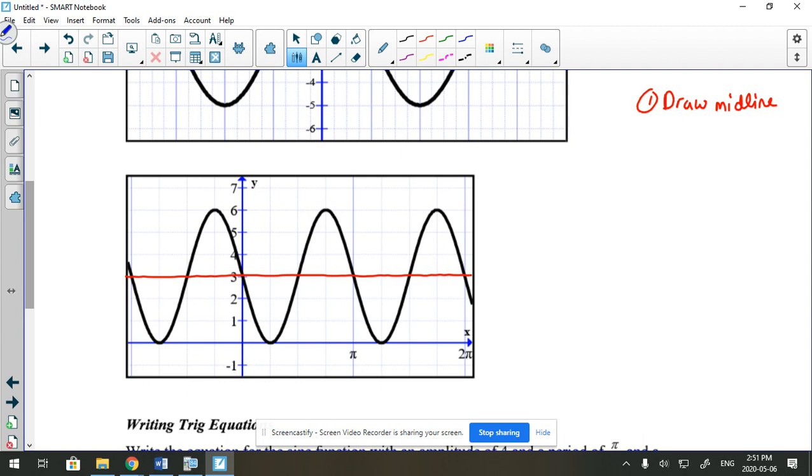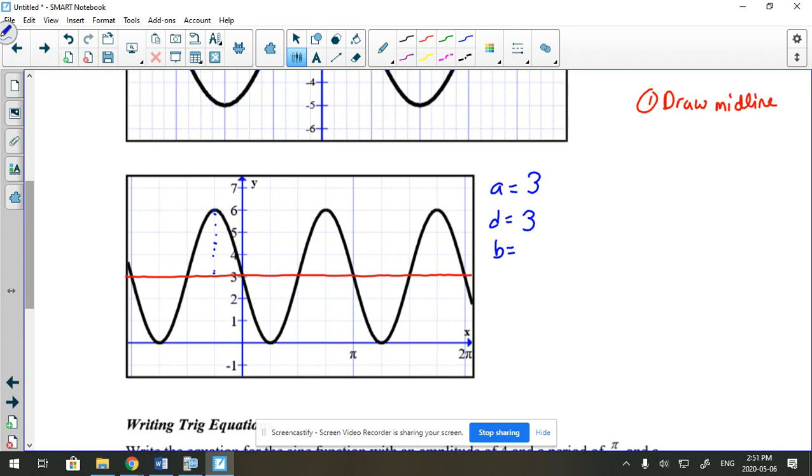Next, I'm going to figure out all my answers. So I want to figure out A, I want to figure out D, and I want to figure out B. I already figured out D. It's right where the midline is. It's going to be 3. Your amplitude, you're going to look and see how high this gets from the midline. It's going to be 3 as well.